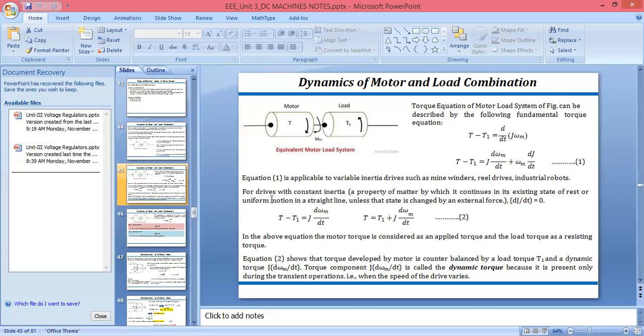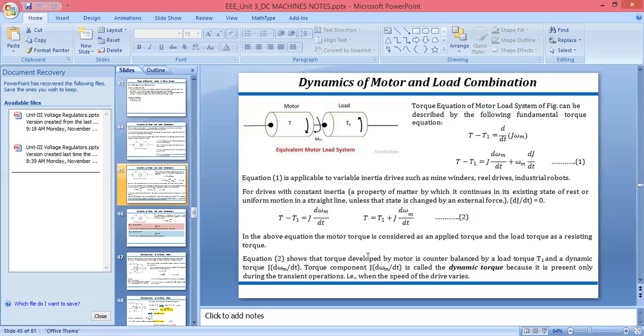So what we can say, for the driver with constant inertia, if you are taking J as a constant term, then you will get only this equation. Because we are taking J as a constant term, this value will be 0. So you will get only this equation, tau minus tau 1 equal to J dwm upon dt. I have written here. So in the above equation, motor torque tau is considered as applied torque, and the load torque is tau 1. We can call it a resisting torque. So this is the applied torque and this is the resisting torque.